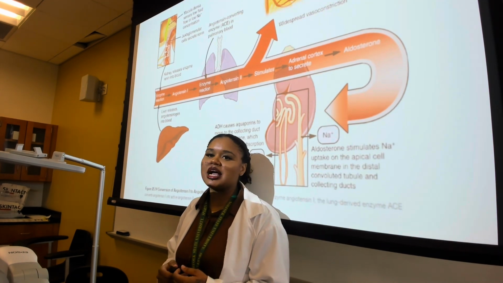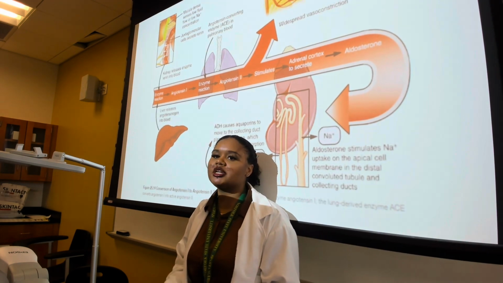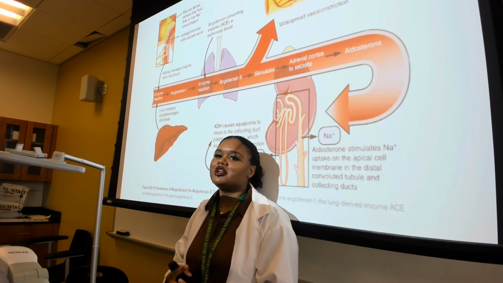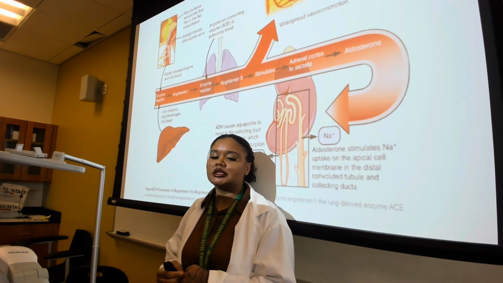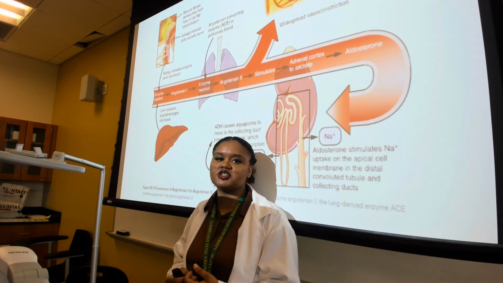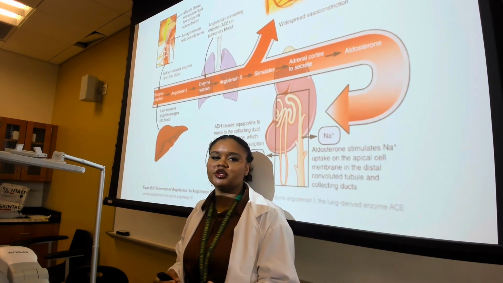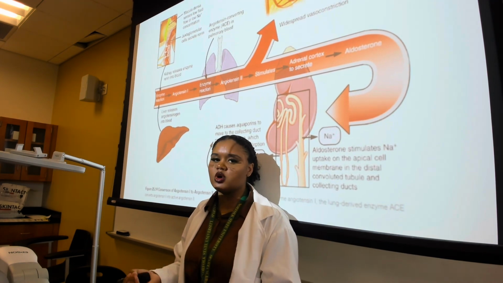And this is that RAS system I was talking about. So it happens in your juxtaglomerular cells, located in your afferent arterioles near the glomerulus. So this renin-angiotensin system, this is the flow chart that I love about it. So first, the kidney releases an enzyme, renin, into your blood, and the liver releases angiotensinogen in the blood because of that, which becomes angiotensin 1.